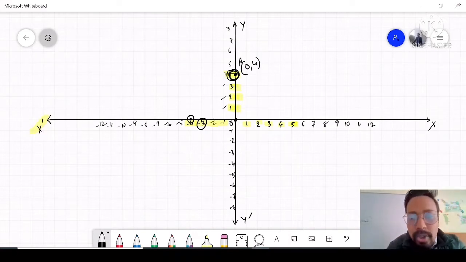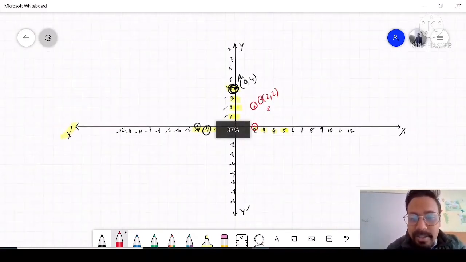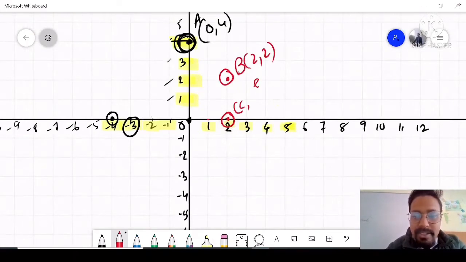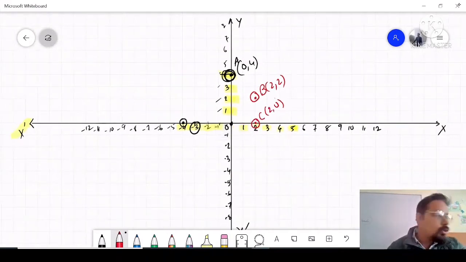Next, B, 2, 2. So we move 2 points towards the x-axis. So we reach here, 2 points. Okay, let me change the color. Let me take red. 2 points here, and then again 2 points towards the top. So we go here. So this is our B, 2, 2. Next we have C, 2, 0. So in C we have 1, 2. We reach here and we have 2, 0. 0 means no movement towards the y-axis. So this is C, 2, 0.